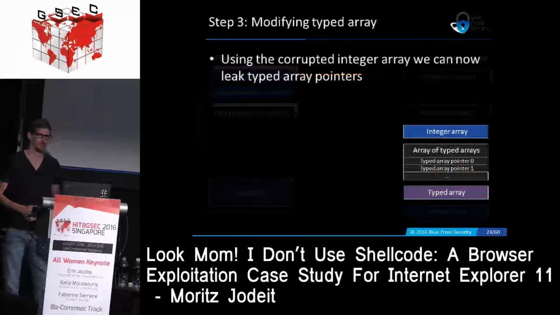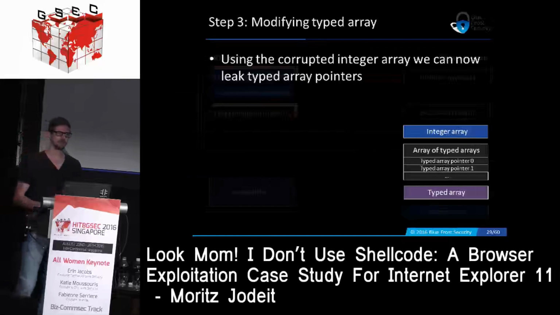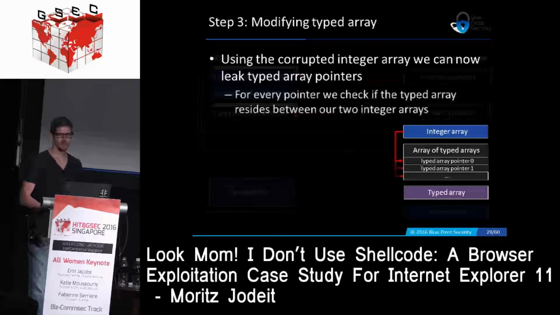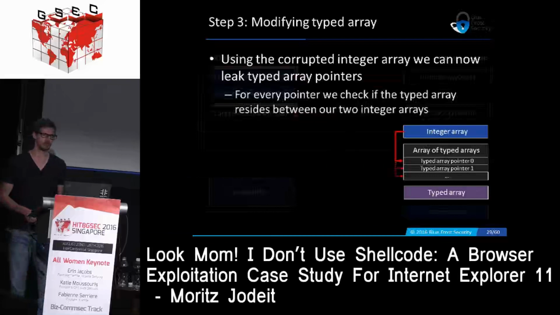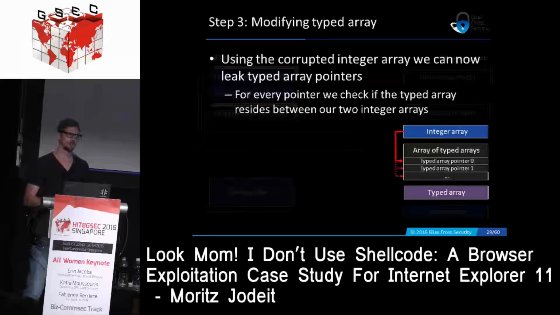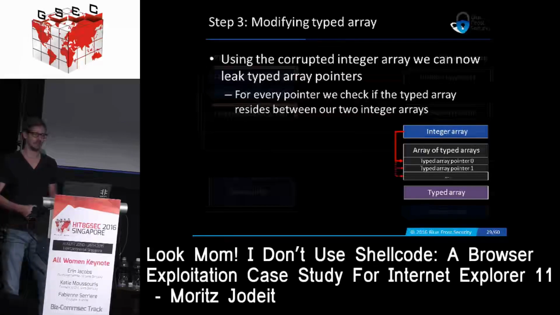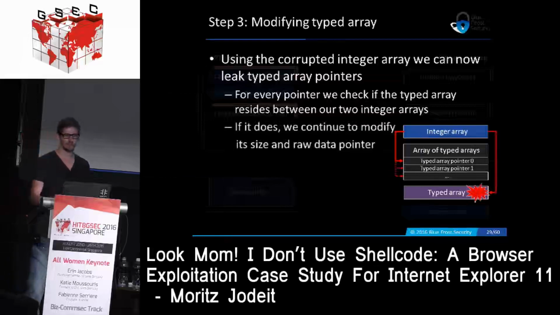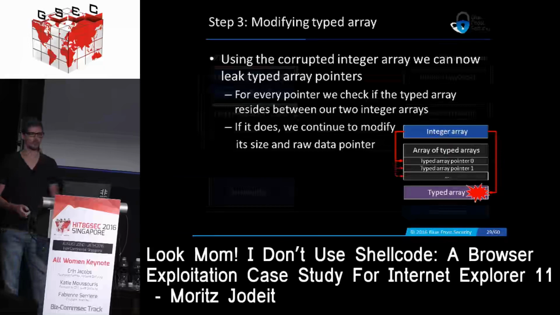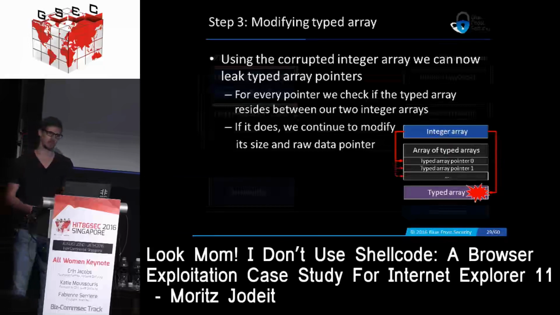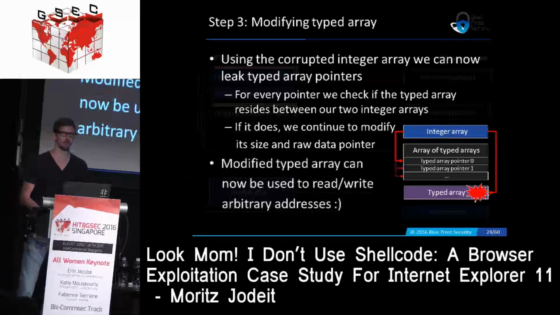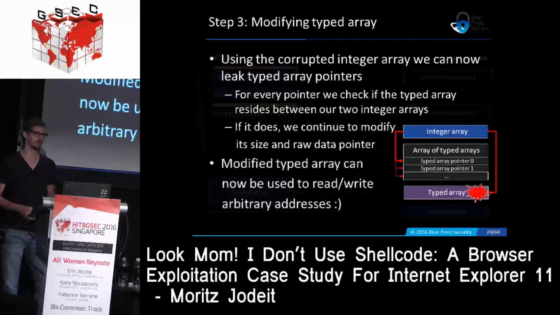So the last step is basically, now that we are able to read and write between these two integer arrays, we want to modify a typed array. So first we leak all the typed array pointers from the array of typed arrays. And for every pointer, we are basically checking if the referenced typed array resides between these two integer arrays. And if it does, then we are able to access it, right? So we just overwrite the size field and the raw data pointer of the typed array. And then we have a typed array which allows us to read and write arbitrary addresses, basically.